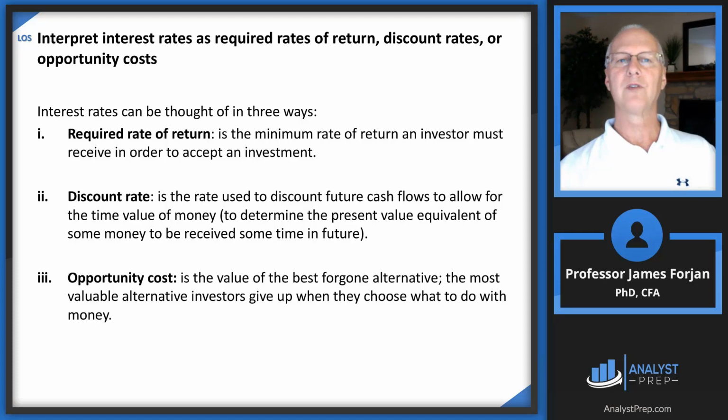Let's look at the LOS that asks us to interpret interest rates as 3 different measures of a rate of transformation. Interest rates can be thought of as a required return, a minimum rate of return that is necessary in order for an investor to make that investment. A discount rate is simply the interest rate used to discount future cash flows to compute a current value, a market value, or a present value. An opportunity cost is the value of the best foregone alternative.